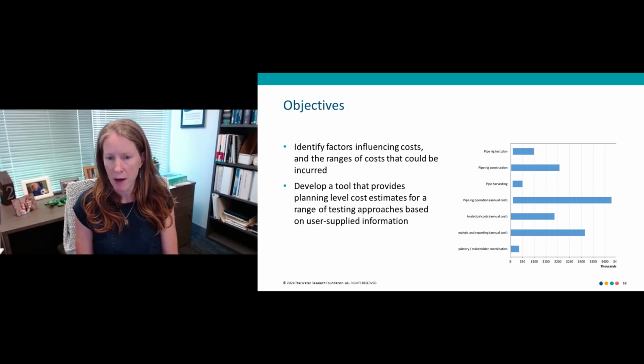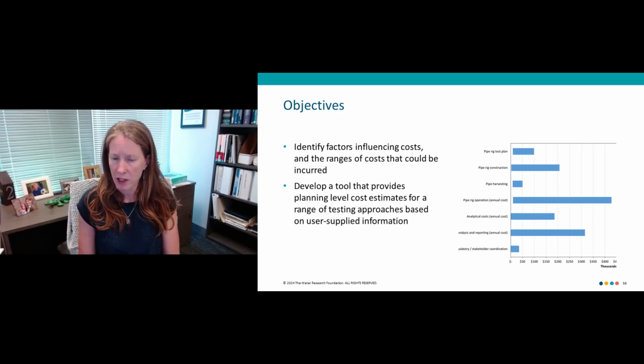And as an example, for pipe rig operation, even normalizing on an annual cost basis, there's a big range in costs that can be incurred. That can reflect things like if you're conducting a pipe rig at multiple locations, if the location's far away from the home office and you have to drive a while, or how many replicates you're collecting samples from. For pipe rig construction, the cost can vary a lot depending on whether or not you need a new shelter or new electrical, versus whether those requirements are already in place at your pipe rig's test location.